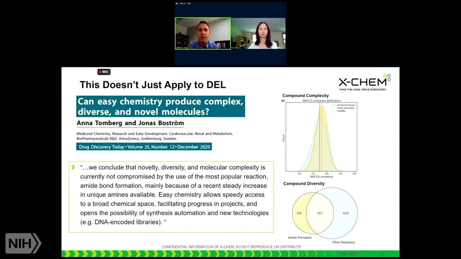If you look at the complexity diagram there of the compounds made from simple amide bond formation versus the other 150 reactions, as well as the chemical database, you can see it's very comparable as far as the complexity of compounds you can make with those building blocks. Similarly with diversity, which is on the bottom part of this slide, if you look at the diversity of the compounds you can make just with amide bond formation versus the other 150 reactions, you see comparable results. The authors do not feel that we're losing anything by doing simple chemistry, but using a lot of building blocks to get that diversity.